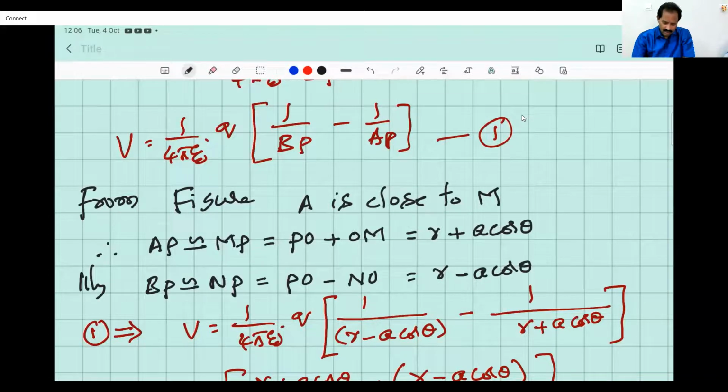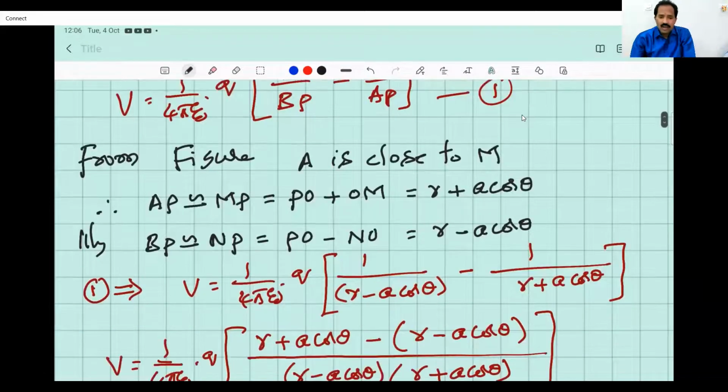Sorry for the disturbance. And here we substitute for AP and BP. So AP is equal to R plus a cos theta and BP is equal to R minus a cos theta.